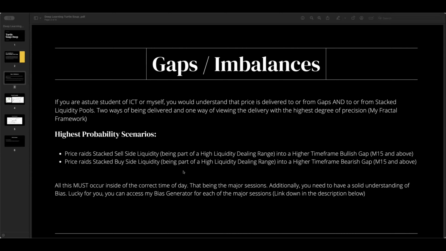Okay. The day starts at 6 p.m. Eastern Standard Time. The London session starts at 2 a.m. Eastern Standard Time. The New York session starts at 7:30 a.m. Eastern Standard Time. And the PM session starts at 1 p.m. Eastern Standard Time. Okay, that's all there is that you need to know.